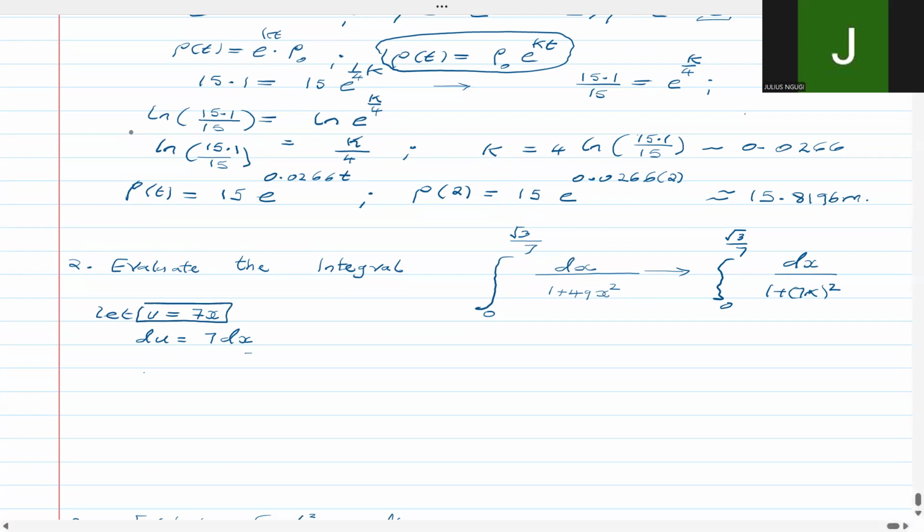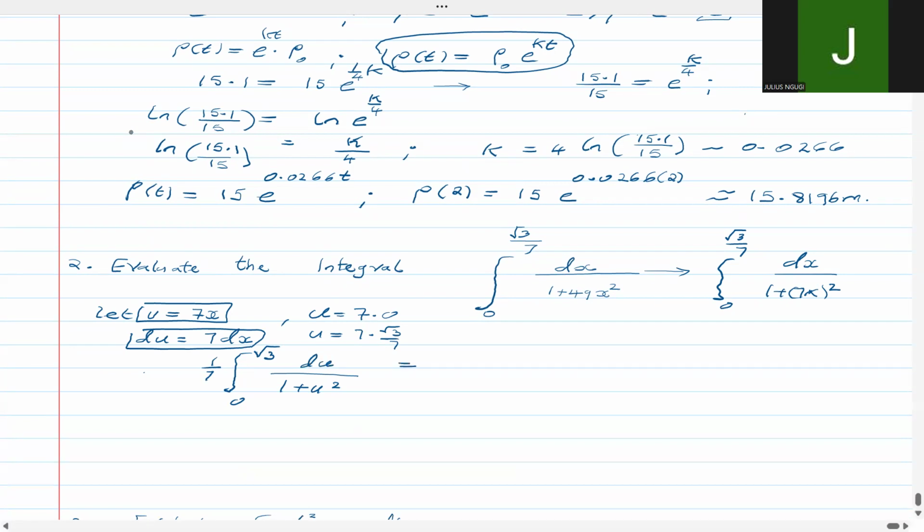So for the integral, the first one, u equals 7 times 0, the lower limit of integration. The other one is u equals 7 times the x value, √3 over 7, which is just √3. And now from du equals 7 dx, the denominator is 1 plus u squared. If we isolate dx, we have du over 7. So we can have 1 over 7 outside the integral sign, and we're left with du.